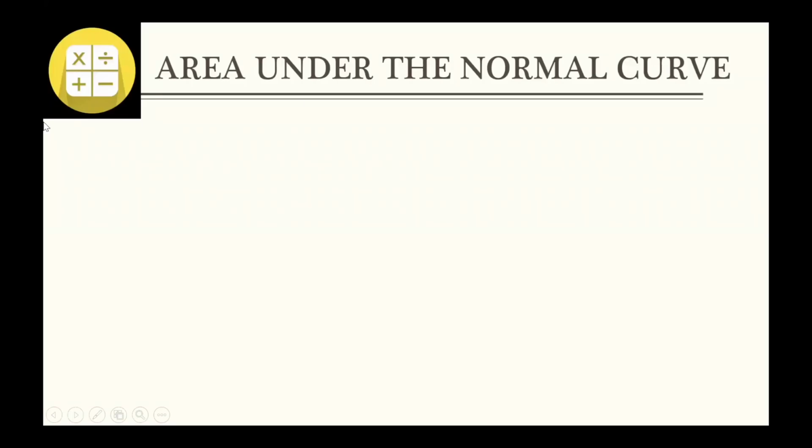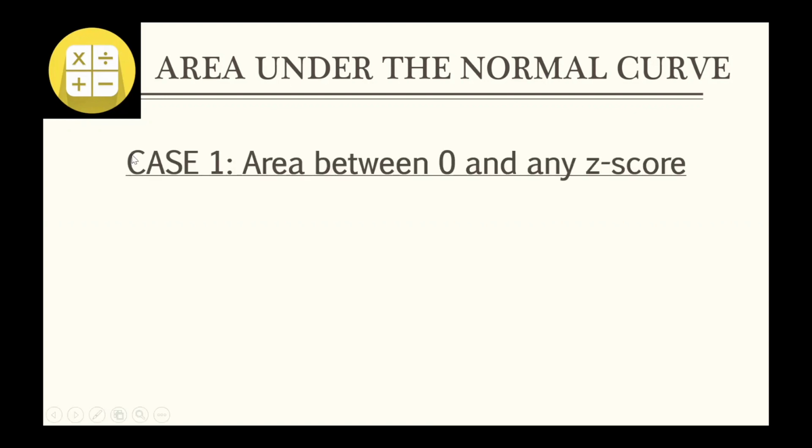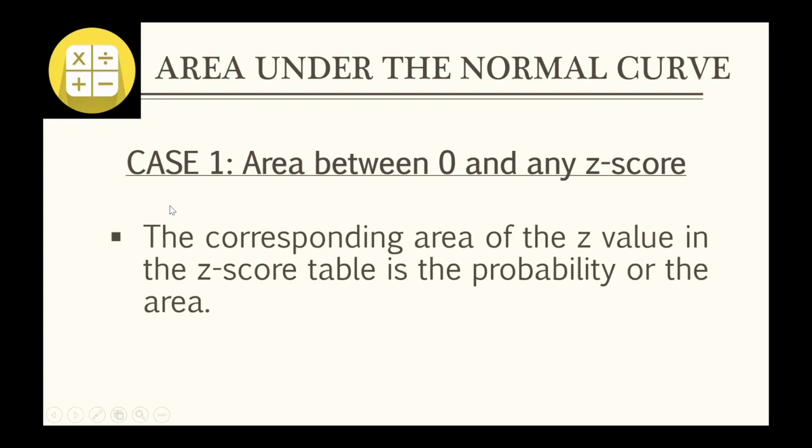In this part of the discussion about normal distribution, we are going to find the area or probability of a region under the standard normal curve. There are 4 cases to be discussed under this topic. In this video, we are going to discuss case number 1. That is area between 0 and any z-score. The corresponding area of the z-value in the z-score table is the probability or the area.